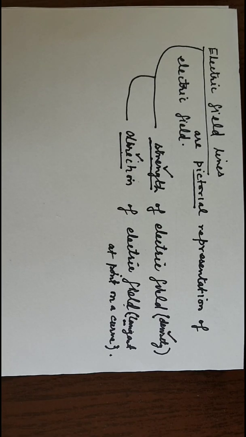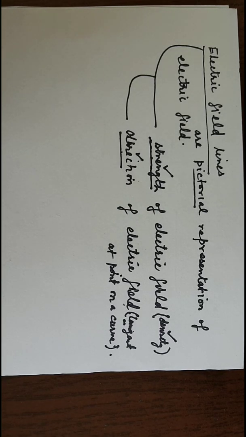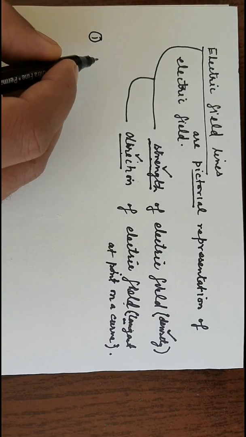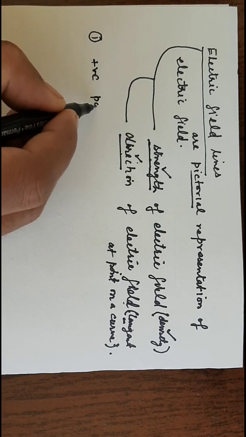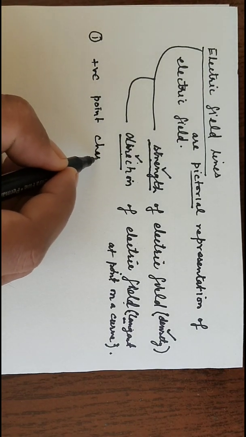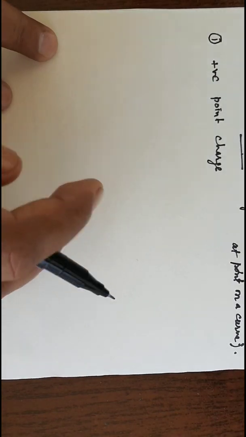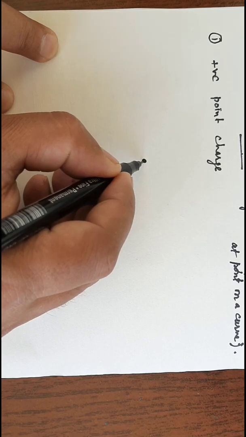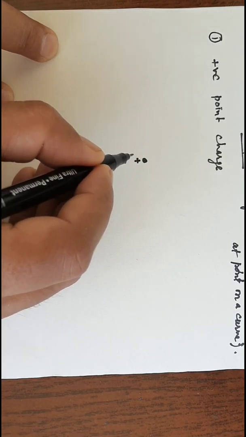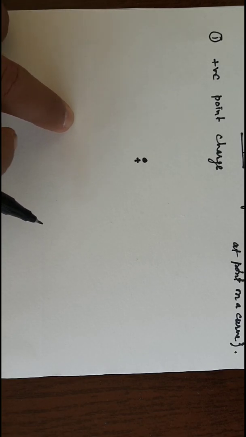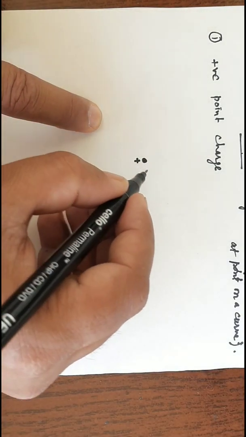Now let us draw the electric field lines for different charges. Now the first one is positive point charge. Here, this is your charge, positive point charge. The electric field, because of this positive point charge, is radially outward.